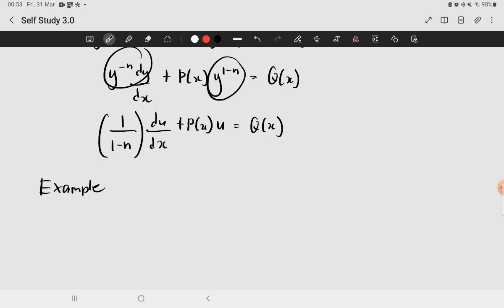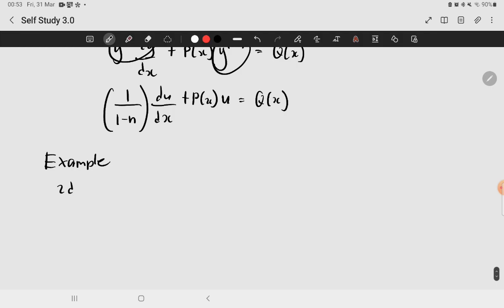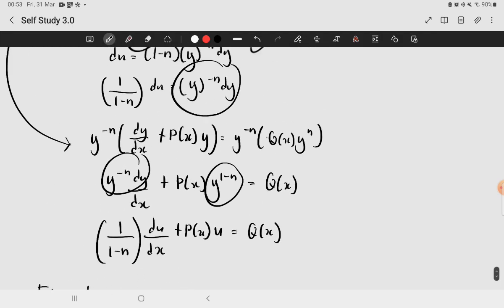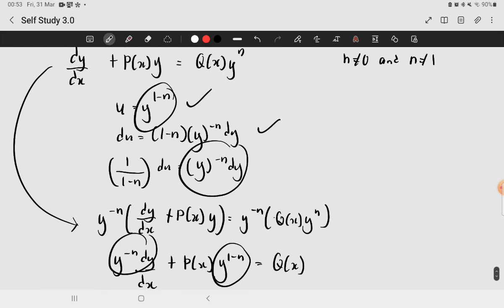So anyway, I found my notes here, and let's solve. I'll be using the example given. We have dy/dx minus 1 over 2x times y is equal to 5x squared y to the power 5. As you can see, if we refer back to the general form of a Bernoulli's equation, we realize that we can't solve it directly using the integrating factor. Therefore, we have to use substitution.